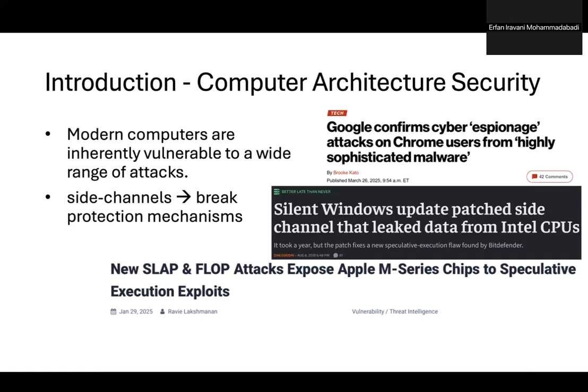And this isn't just theoretical. On the right, you can see a few recent headlines finding products from Google, Microsoft, and Apple vulnerable. Google, for example, confirmed a cyber espionage campaign using sophisticated malware. Microsoft had to patch a side channel vulnerability that leaked data from Intel CPUs. And even Apple's M series chips have been exposed to new speculative execution exploits like SLAP and FLOP.